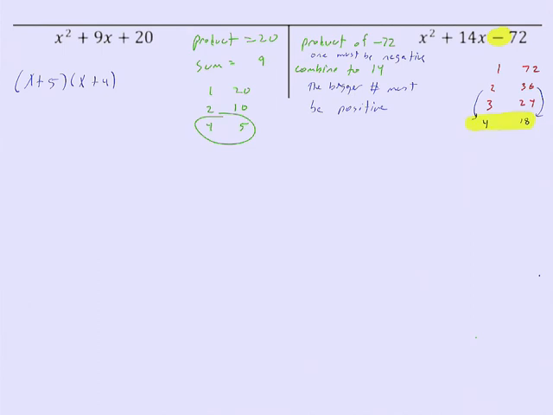I could keep going. There are more numbers that multiply to 72, like 6 and 12, and 8 and 9. But I already found the pair that works. 4 and 18, because the bigger one is positive, but the smaller one is negative, those do combine to positive 14. X plus 18, x minus 4. That would be your answer.